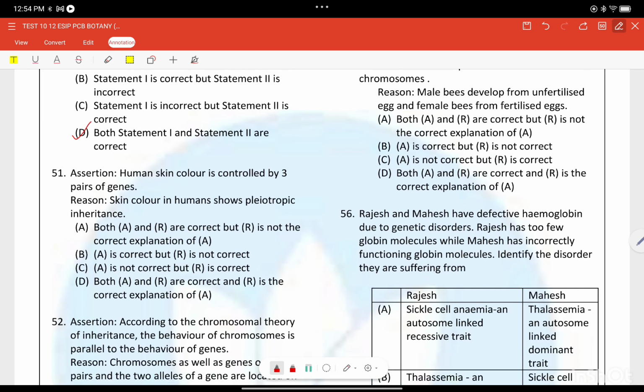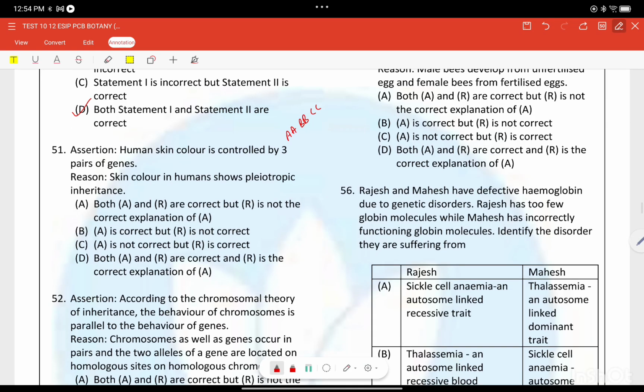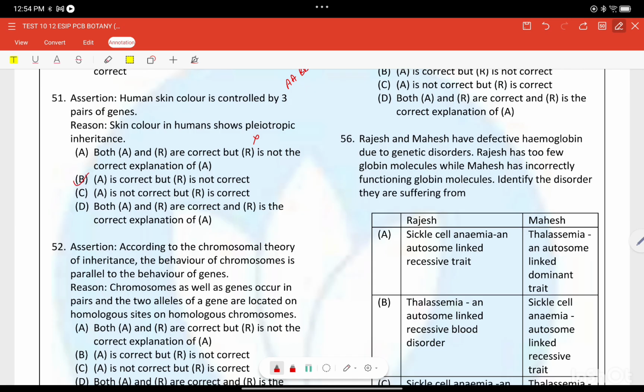Human skin color is controlled by 3 pairs of alleles, A, B and C. Skin color in humans shows pleiotropy. It is not correct. It is polygenic inheritance, not pleiotropic inheritance. So assertion is correct, but reason is incorrect.